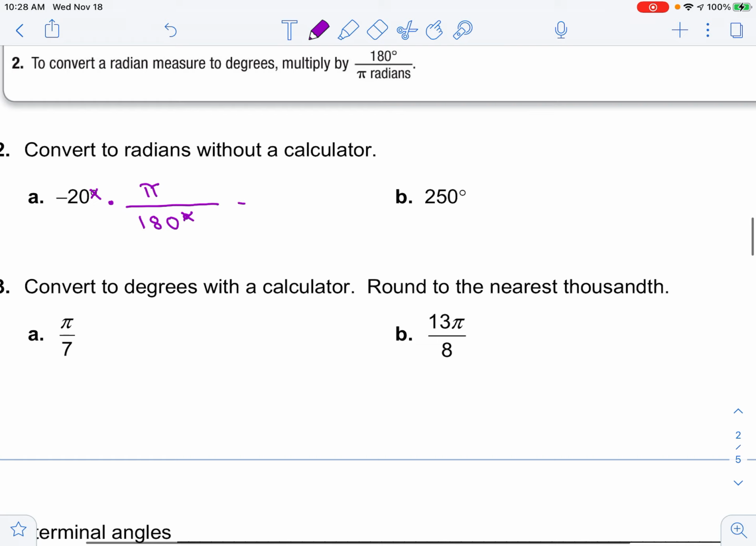So then if you want to convert, you can either multiply across or cross cancel, and I'm a big fan of cross canceling. I know that 20 goes into 180 9 times, so I can cross cancel here and get the solution of negative pi over 9 without the use of a calculator. So 20 degrees is equivalent to negative pi over 9.